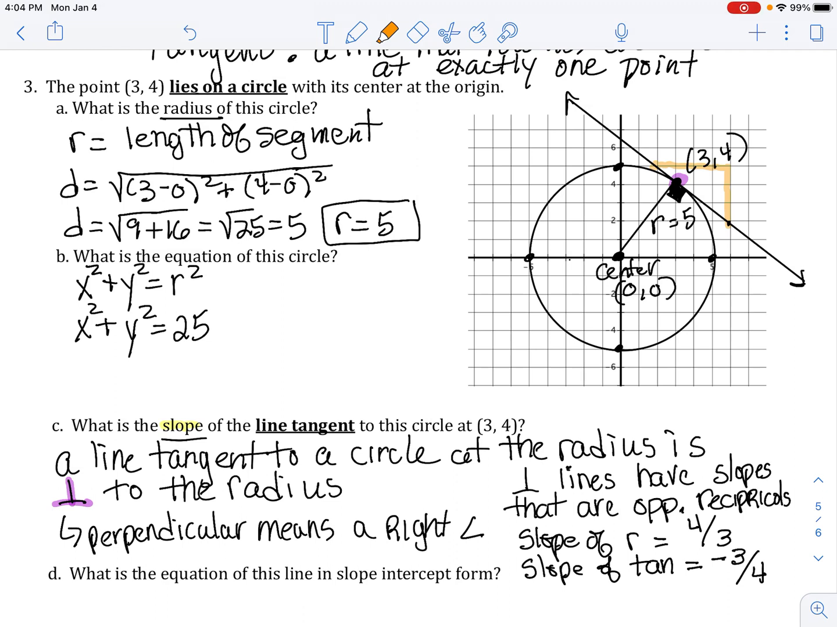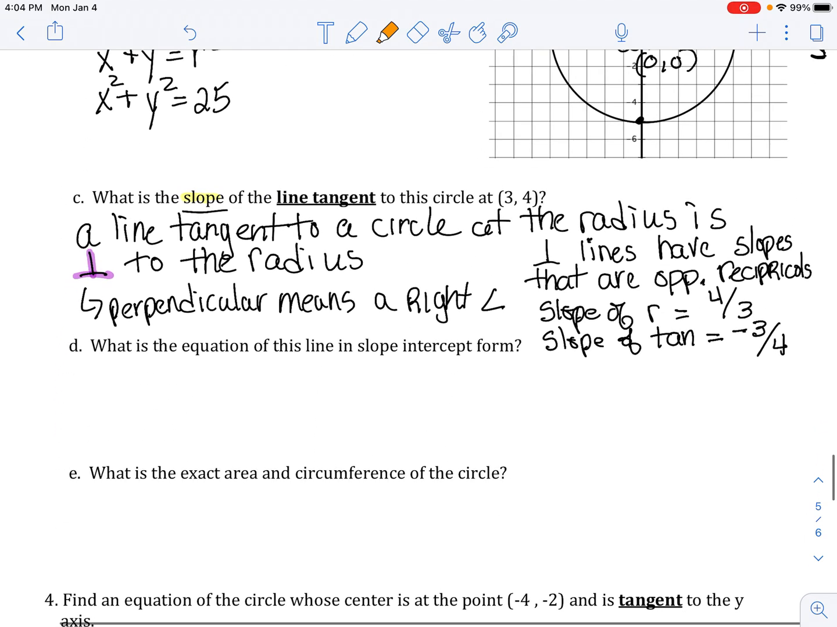So let's recap. A tangent line is a line intersecting a circle at exactly one point. The tangent line is always perpendicular to the radius, forming a right angle. When two lines are perpendicular in a coordinate plane, their slopes have the property that they are opposite signs and reciprocals.